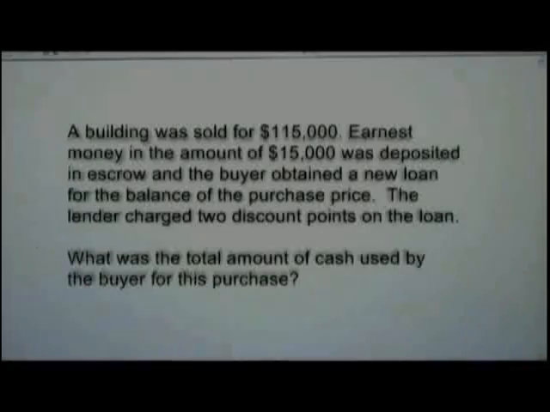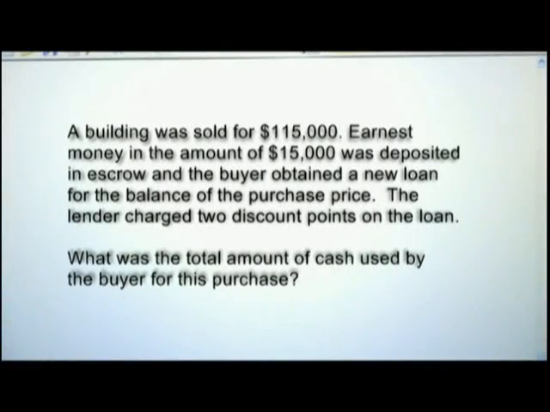The building was sold for $115,000. Earnest money in the amount of $15,000 was deposited in escrow, and the buyer obtained a new loan for the balance of the purchase price. The lender charged 2 discount points on the loan. What was the total amount of cash used by the buyer for this purchase?